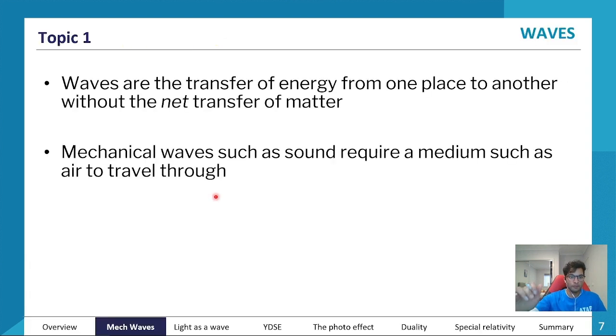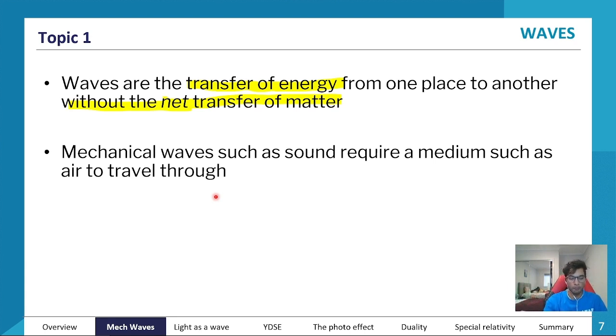Yeah, cool. So we're going to start off with waves. And so the question is, what is a wave? A wave is basically a transfer of energy without the transfer of matter. And when we're talking about waves, there are two types of waves that we care about.